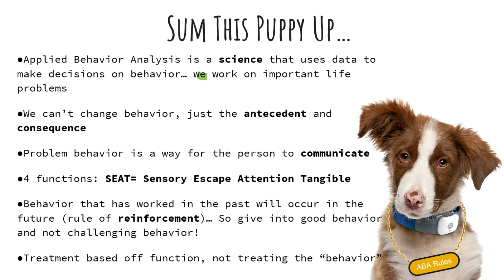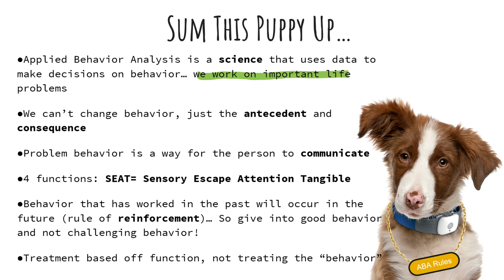We work on very important life problems. We work on developing life skills, and we work on problems that are impacting somebody's ability to be happy, to integrate into their family, integrate into their school, and that's called social significance. So in ABA, we really work on goals that are socially significant to that client.